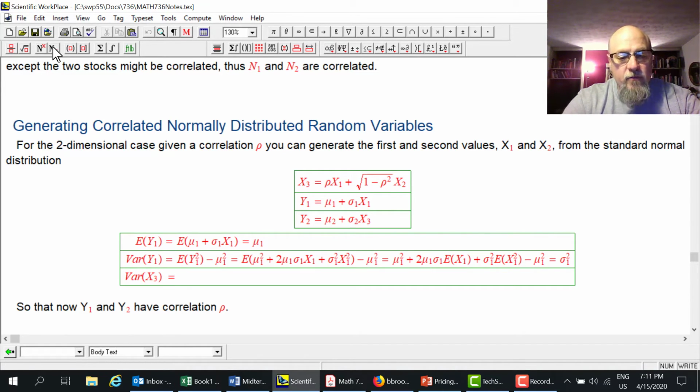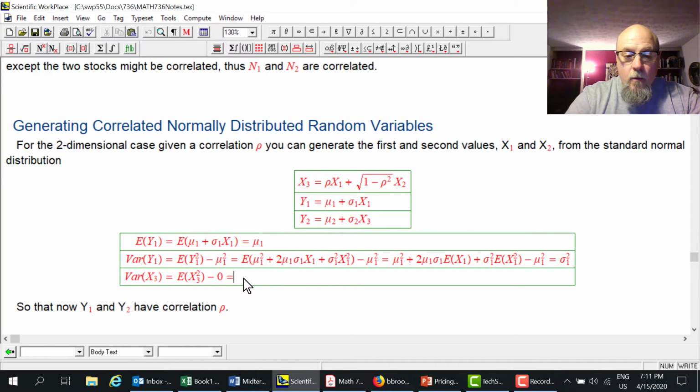So the variance is going to be the same thing: the expected value of x3 squared minus the expected value of x3, squared. The expected value of x3 is 0. We already argued that out. It's a weighted average of 2 zeros. So the variance is just equal to the expected value of x3 squared.